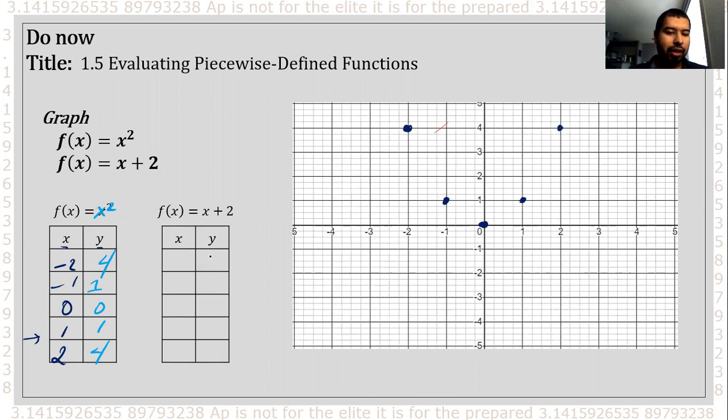Okay, the next thing we're going to do is trace that. So the best that I can looks something like that. That's pretty bad, but it still looks like a quadratic, if you will.